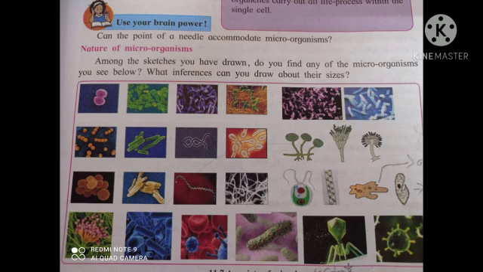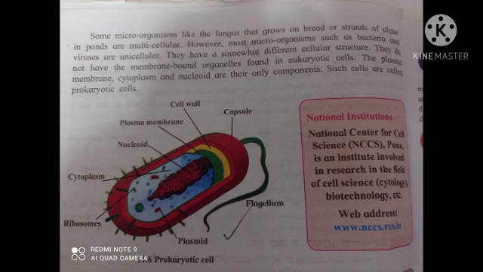Next is the nature of microorganisms. Microorganisms are prokaryotic cells. They lack membrane-bound cell organelles. They have only plasma membrane, cytoplasm, and nucleus. Unicellular microorganisms have a single cell, for example, bacteria and virus. Multicellular microorganisms have many cells, for example, fungi and algae.